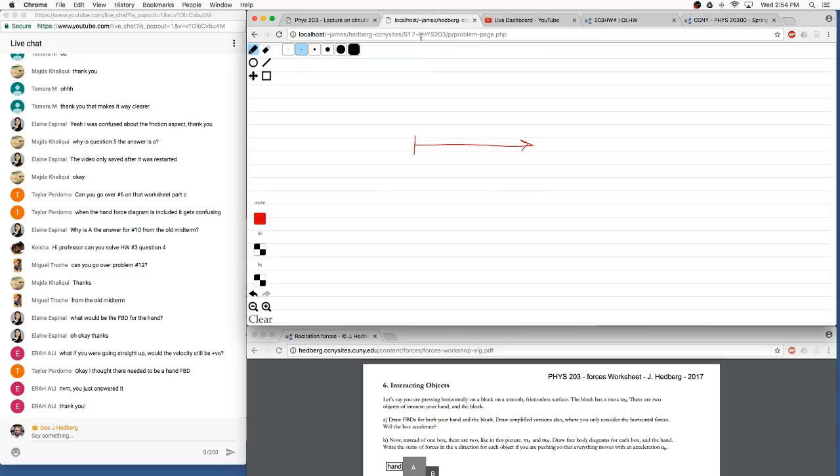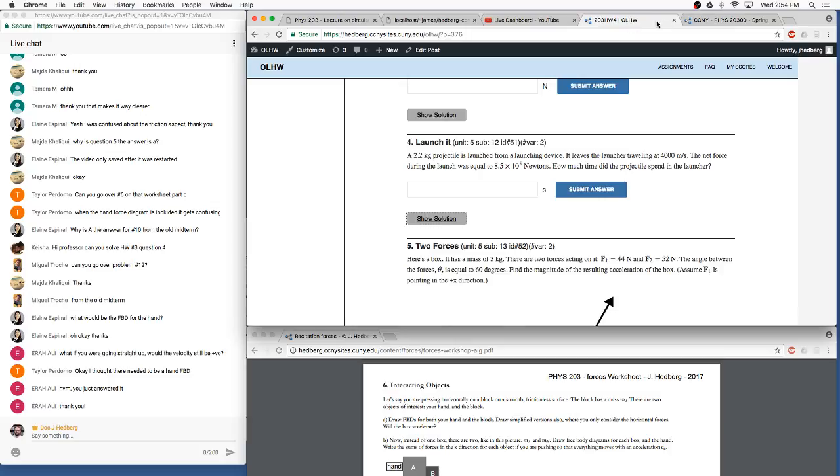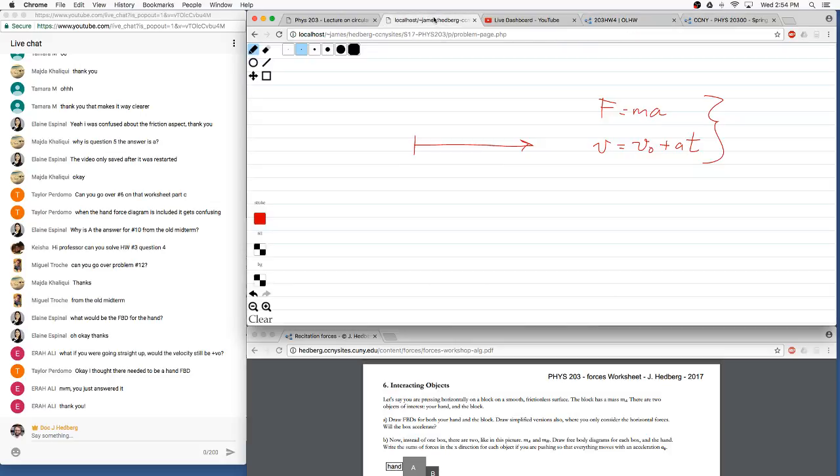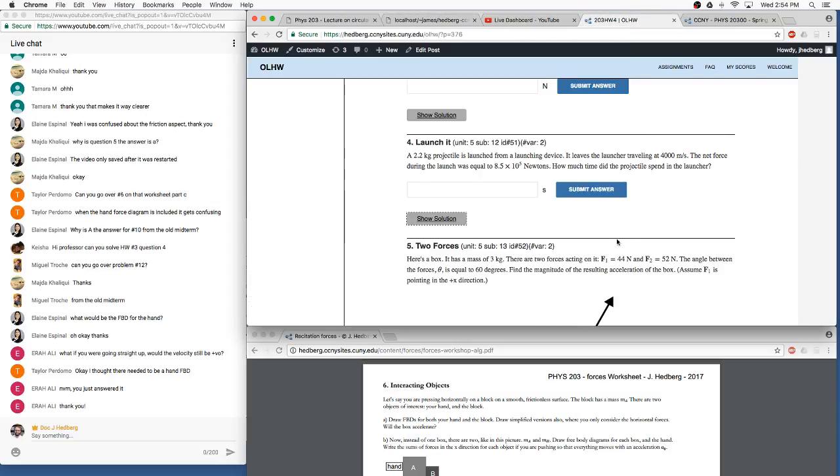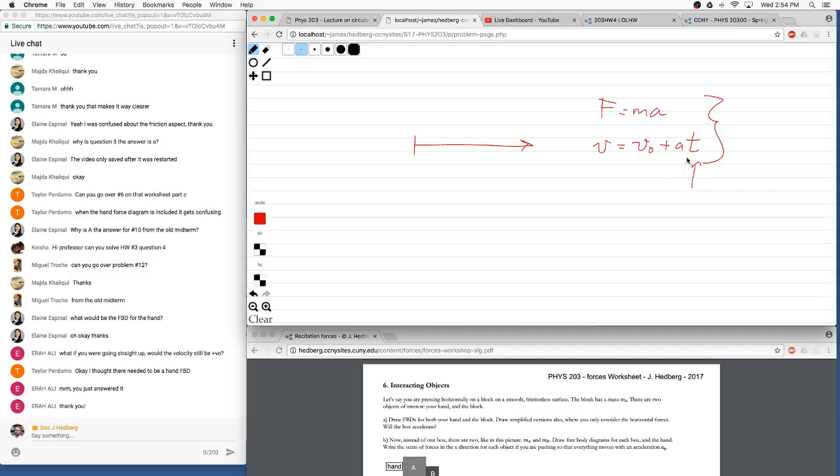Okay, so I'm going to have to involve probably this equation and probably something with this equation also, right? These are the 2 things that come to mind when I read this question. F equals ma and v equals v naught plus at. This problem's asking me how much time did it spend in the launcher. This is where I'm going to get my time.